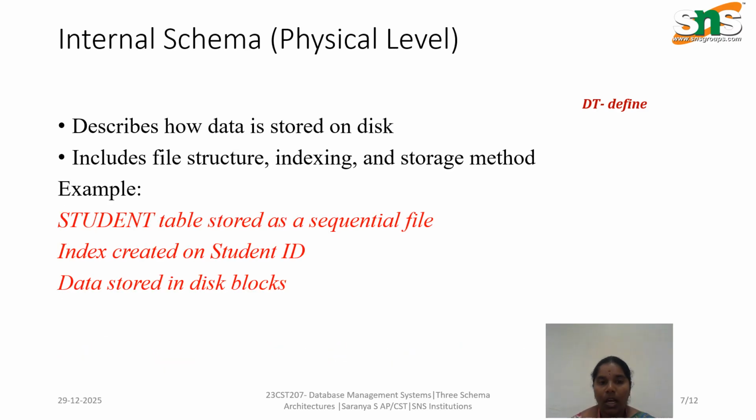And the last one is the internal schema. The internal schema is called the physical level schema. It describes how data is stored on the disk, including the file structure, indexing and storage methods. For example, the student table is stored as a sequential file, an index is created on the student ID, and the data is stored in data blocks.